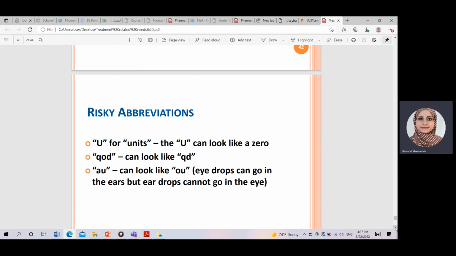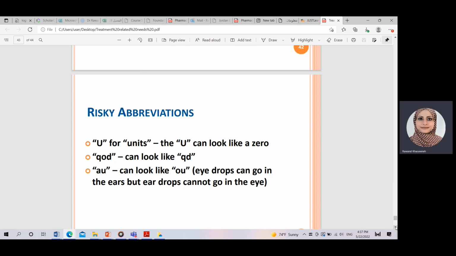Another example is AU, which means both ears, which can look like OU, which means both eyes. So instead of using the eardrop, the patient can use it in the eyes. And remember, eye drops can go into the ears, but eardrops cannot go in the eye because you need steroid products to go in the eye.